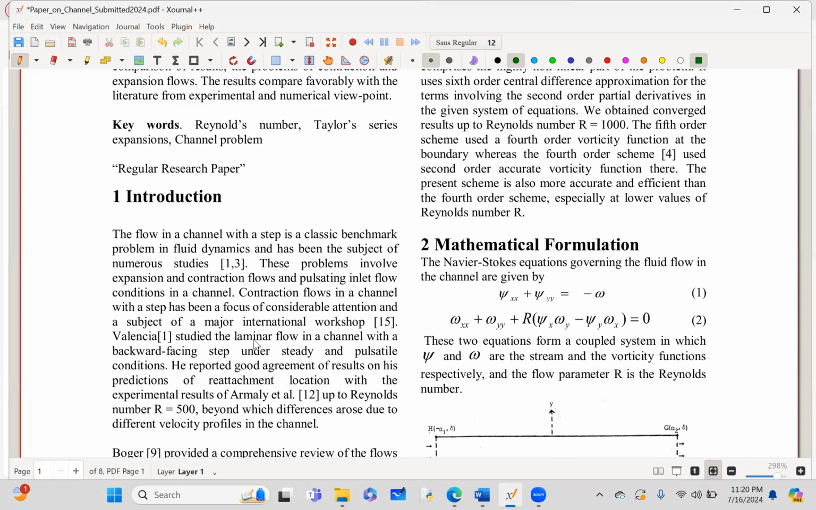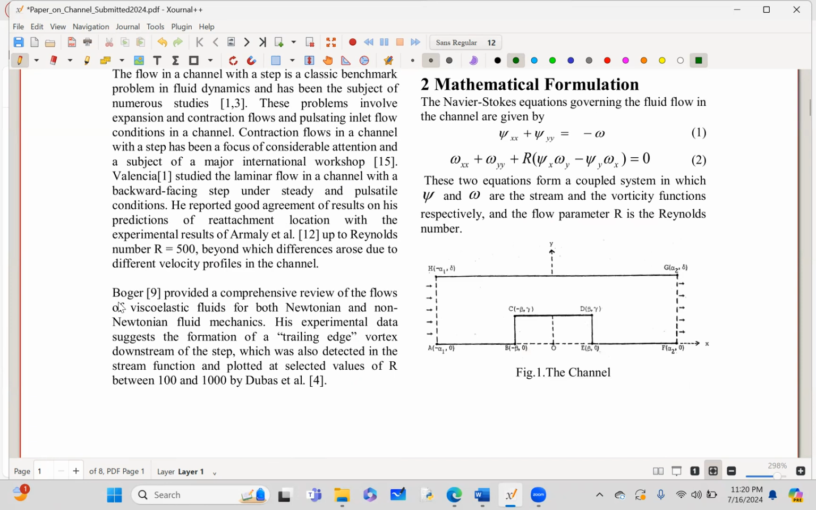Among the most prominent work on the subject, Boger, reference 9, provided a comprehensive review of the flows of viscoelastic fluids for both Newtonian and non-Newtonian fluid mechanics. His experimental data suggests the formation of a trailing edge vortex downstream of the step, which was also detected in the stream function plotted at selected values of R between 100 and 1000 by previous work by the author, where R is the Reynolds number.